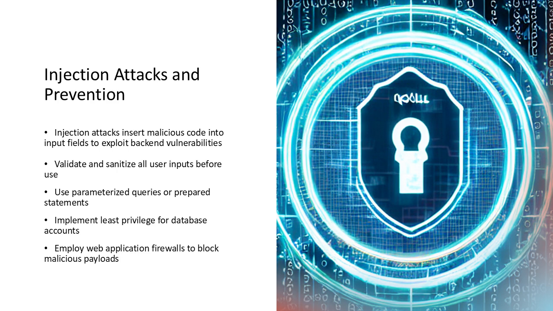To keep our menus safe, we can 1. Check what you typed, validate user inputs before using them. 2. Use a special menu, use parameterized queries or prepared statements to keep the commands separate from your input. 3. Limit who can access the menu, implement least privilege for database accounts to prevent anyone from deleting the menu. 4. Block malicious orders, employ web application firewalls to block any suspicious inputs. By following these simple steps, we can protect our menus, or websites, from injection attacks.